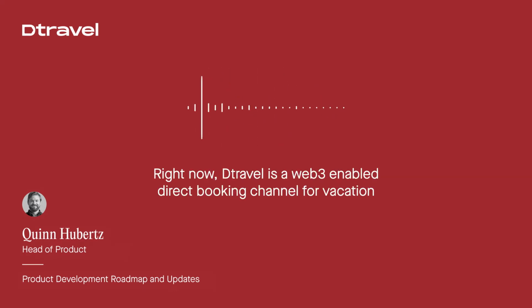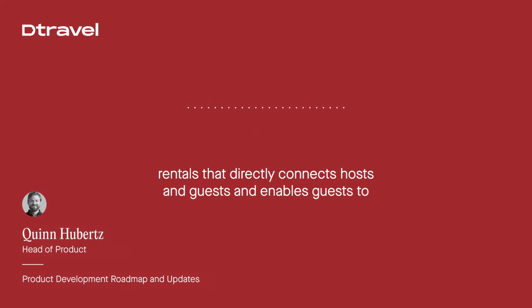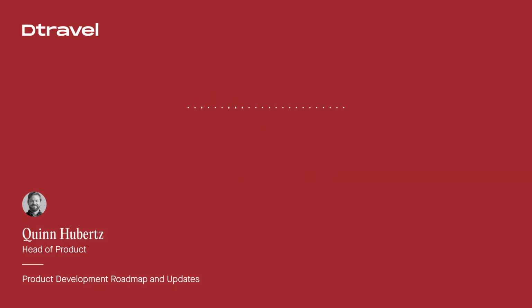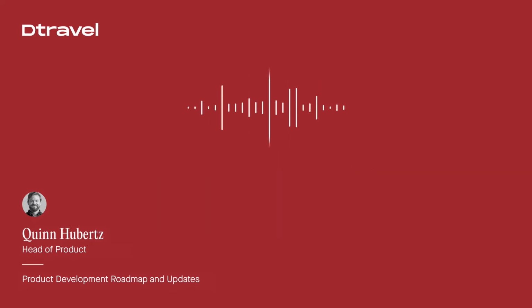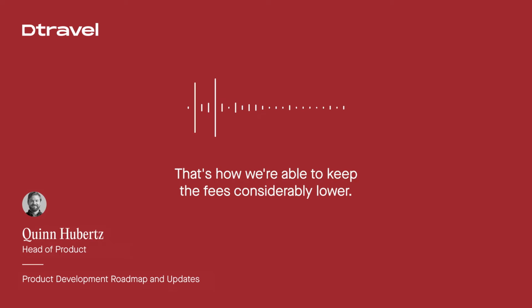Right now, Dtravel is a Web3 enabled direct booking channel for vacation rentals that directly connects hosts and guests and enables guests to pay with crypto and save on fees. Those reservations that are paid with crypto are powered by smart contracts. That's how we're able to keep the fees considerably lower.